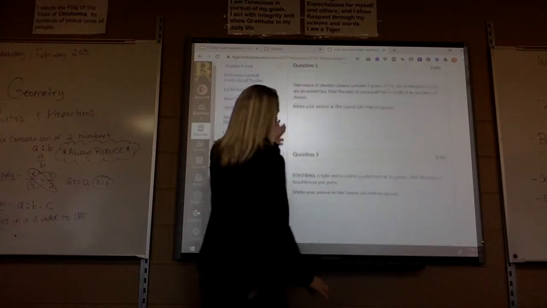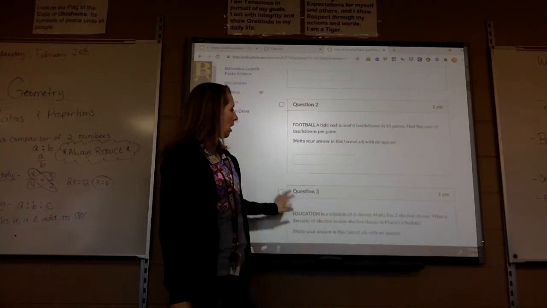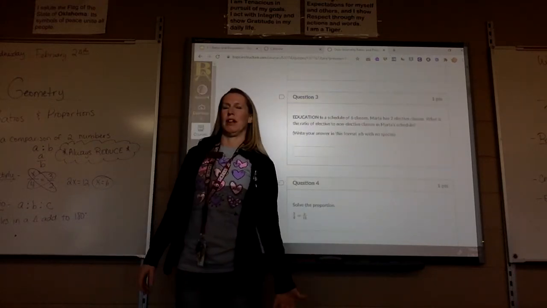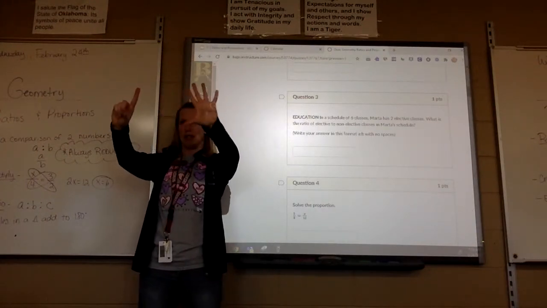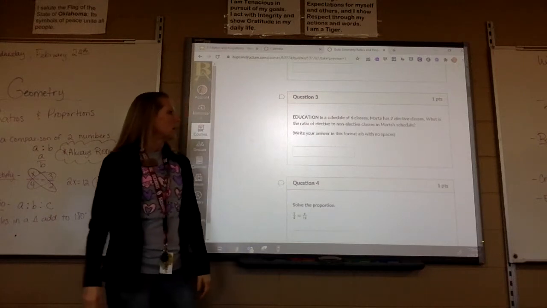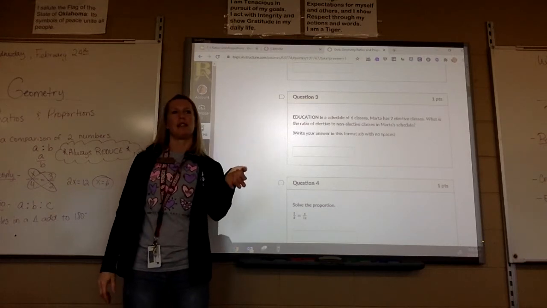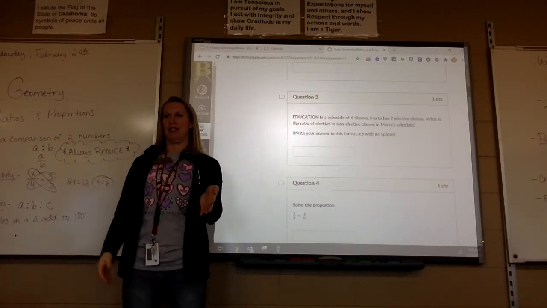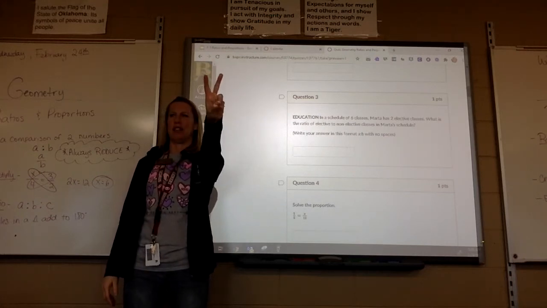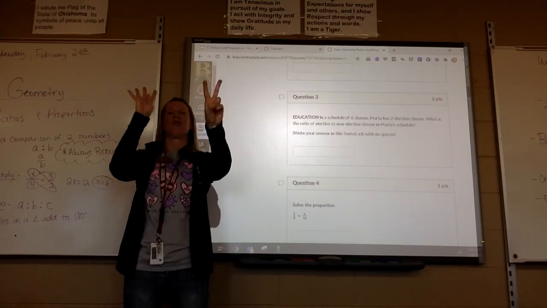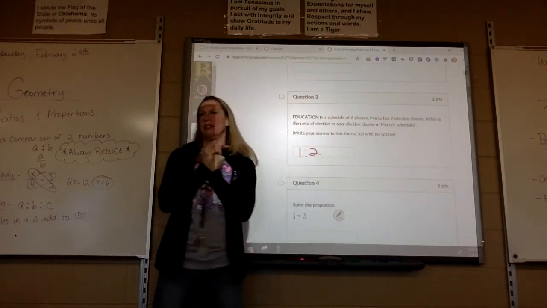Okay, so when you do number 2, you're going to have to do the ratio of touchdowns to games and make sure you reduce it. I do want to talk about number 3 because I have people miss this one every year. It says in a schedule of 6 classes, Marta has 2 elective classes. What's the ratio of elective to non-elective? If there are 2 elective, how many non-elective classes would there be? 4. So 2 to 4, which would reduce to 1/2.